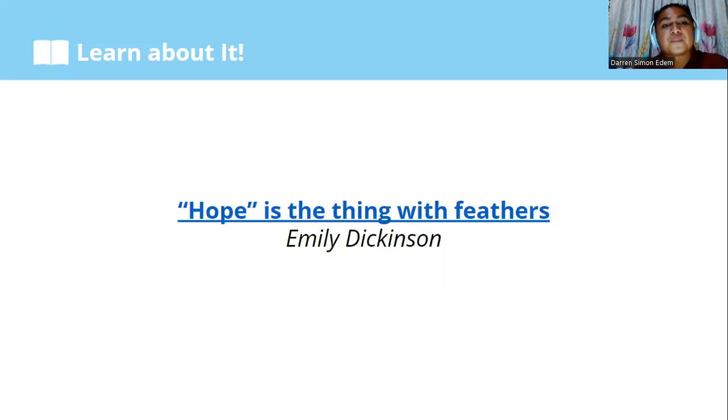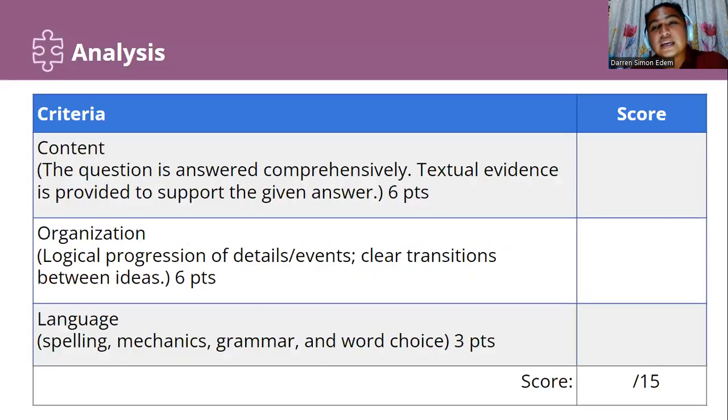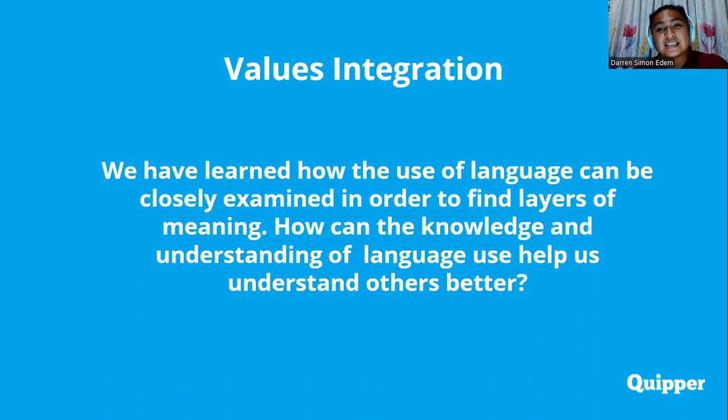All right. Now, since we have discussed already the poem Hope is the Thing with Feathers by Emily Dickinson, I will now go directly to our values integration for this lesson, also assuming that you have already answered the assessments of this particular lesson. We have learned how the use of language can be closely examined in order to find layers of meaning. How can the knowledge and understanding of language use help us understand others better?